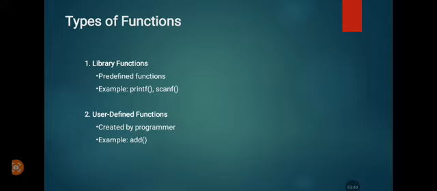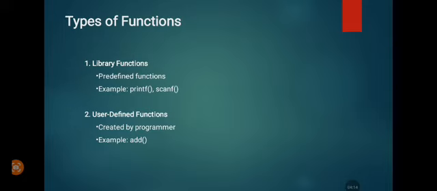Then we will discuss types of functions. In C programming, there are mainly two types of functions. First, library functions. These are predefined functions already available in C programming. For example, printf. printf is used for displaying the output, and scanf is used for taking input from the user. These functions are already built into the language, so programmers can directly use them.